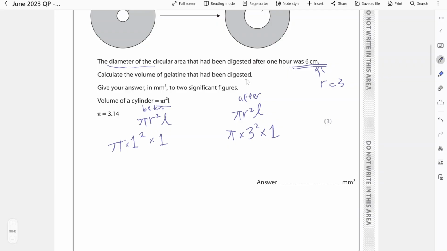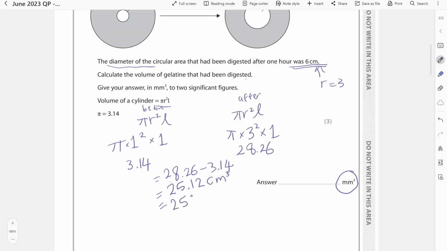All right, let's calculate that. This was 3.14 and this is 28.26. And then we just have to do 28.26 minus 3.14. That is the difference. And that gives us 25.12. Now all of this is in centimeter cube. We need to convert this to millimeter cube, so we have to times that by 1,000 because that's what the answer is expecting of us. So that would be 25120 millimeters cube.